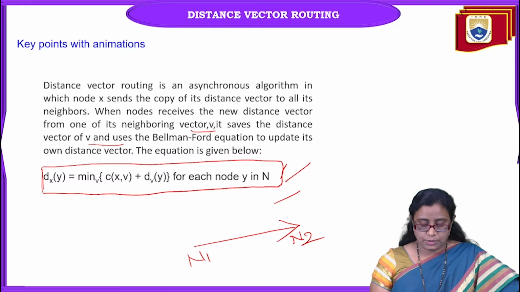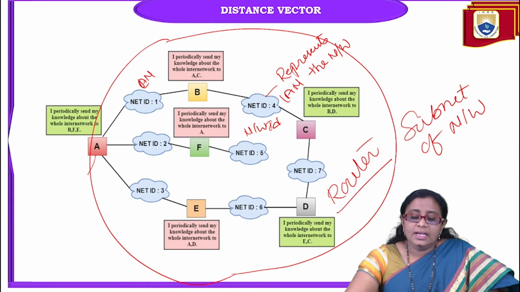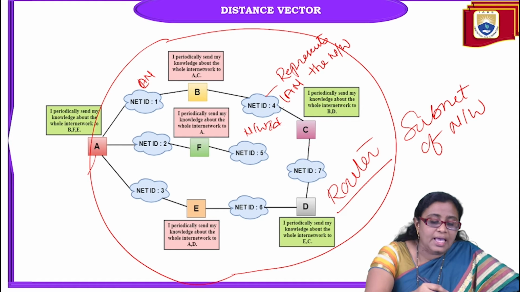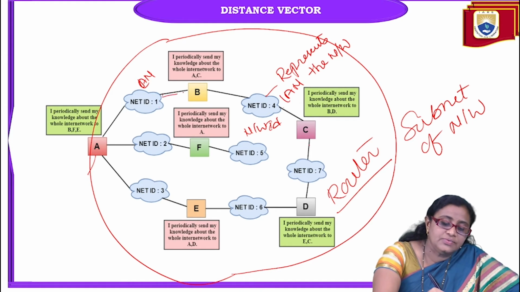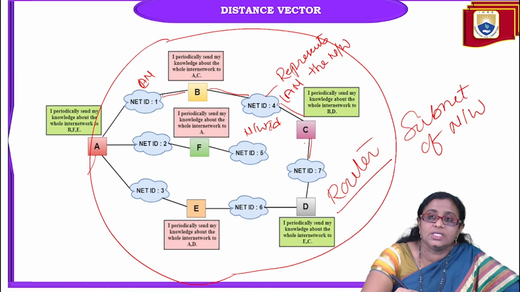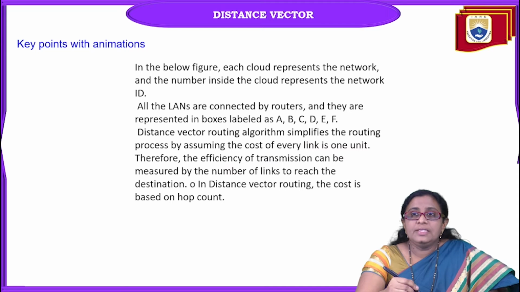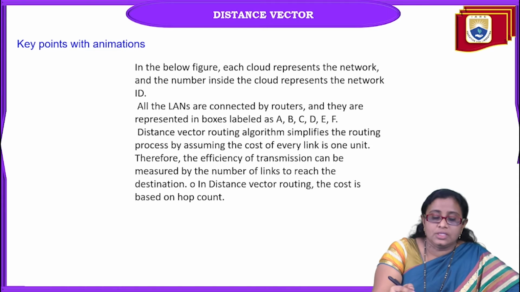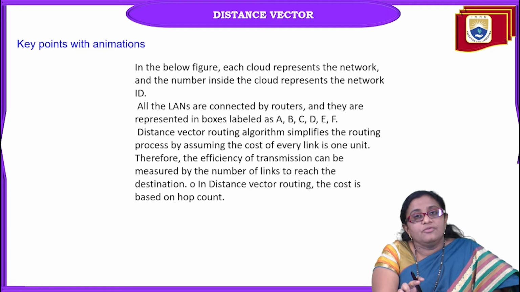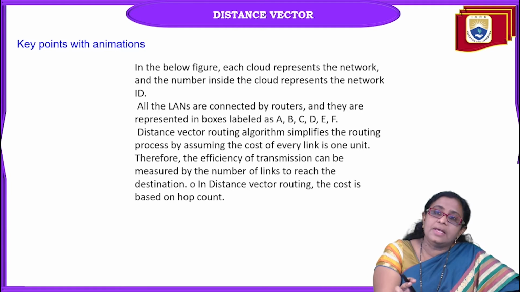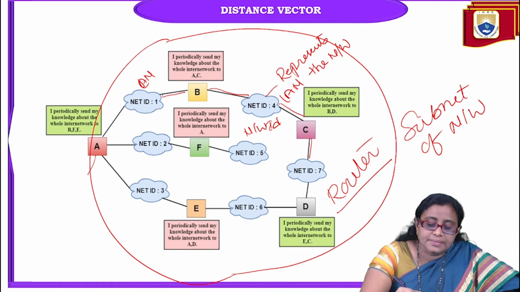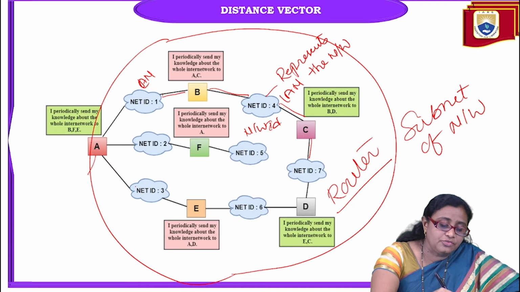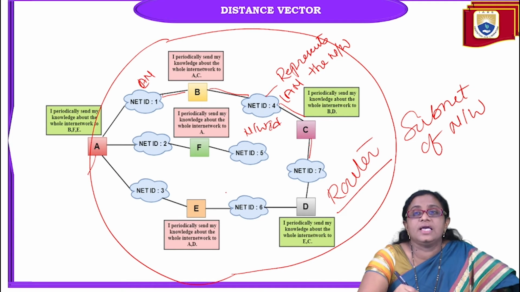In distance vector routing, the cost is based on the hop count. As I already explained, the distance is mainly calculated from the number of networks associated with another type of LAN networks by means of a network ID, and the links that should be present between them. The cost of every link between one network and another can be measured by the number of links needed to reach the destination. Here, how many links should be attached from one network to another network to reach their destination.